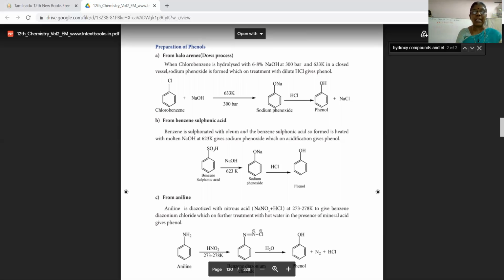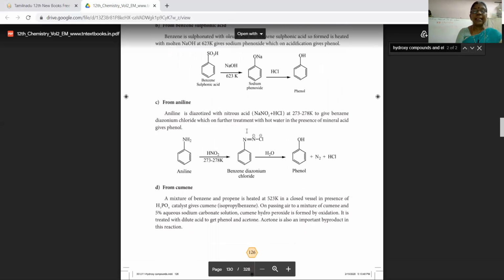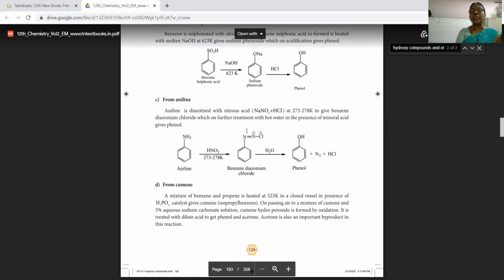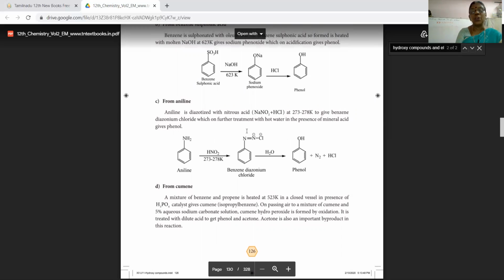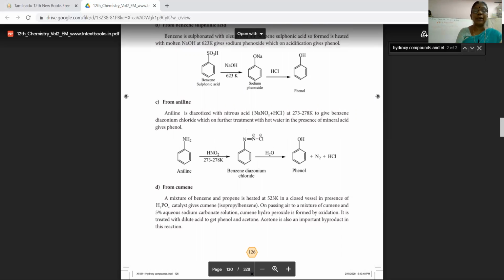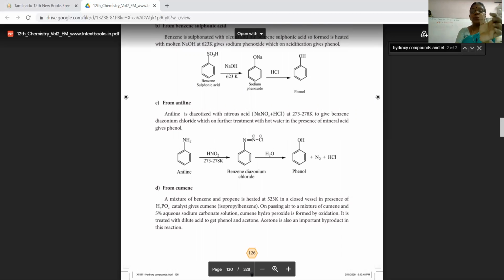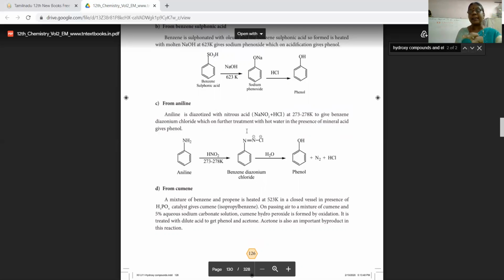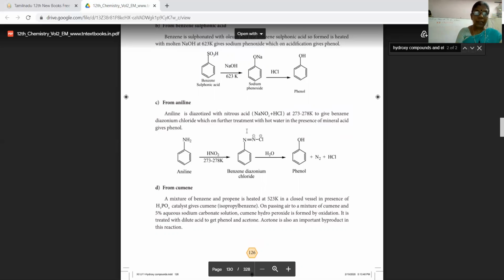That equation is given under it. Next is from aniline. Aniline is nothing but the substituent is NH2. Aniline is diazotized with nitrous acid, that is NaNO2 plus HCl at 273 to 278 Kelvin, to give benzene diazonium chloride, that is benzene ring with N2Cl, which on further treatment with hot water in the presence of mineral acid like HCl, then you will get the phenol, nitrogen and HCl. That is given under it.